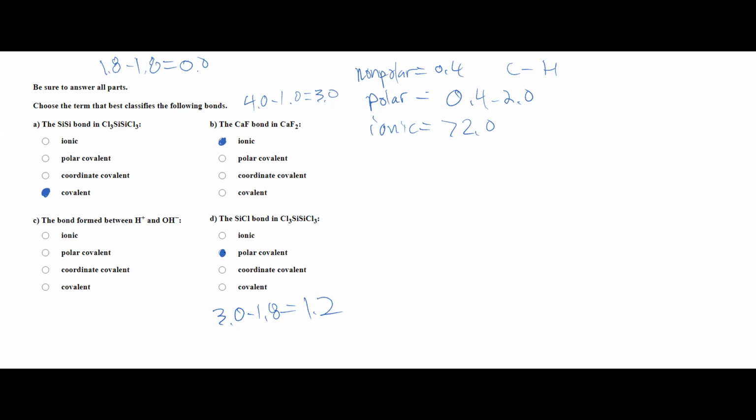Now, I saved H plus and hydroxide for last because it's kind of a more tricky one. H plus and hydroxide, H plus has no electrons. And so that's what makes it special. Because it has no electrons, then that entire bond is coming from our hydroxide one. Hydroxide is providing all of those electrons to form that bond. And so this is going to be an example of a coordination covalent because all of the electrons come from just one side.